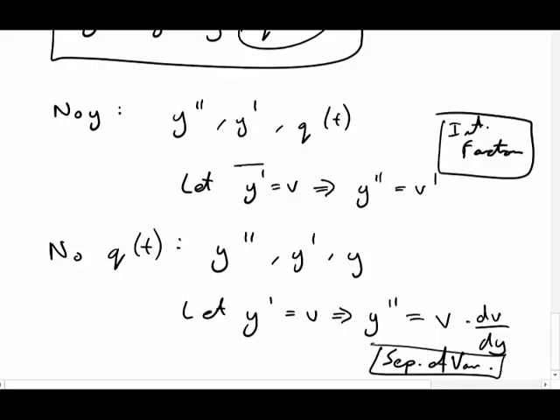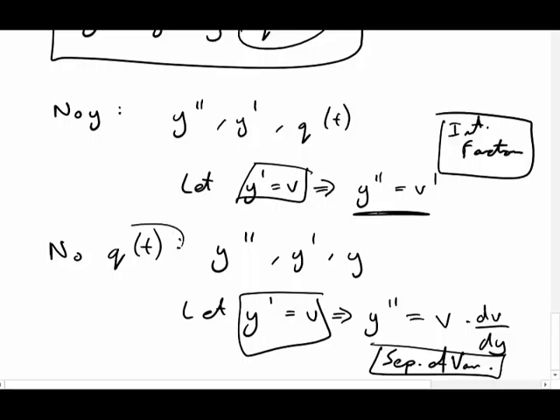So those are the two cases. In both cases, let v equal the first derivative, y dash. With no y, it's fairly straightforward. You can just let y dash equal v, so y double dash is v dash. But with the case where there's no function of the independent variable, you have to be a little bit more careful, and you have to use the chain rule to derive that. But in both cases, as long as you let that equal to that, it should be fairly clear what to do from there.